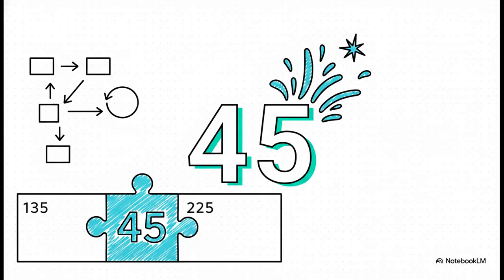And this brilliantly illustrates the magic of the algorithm. The very moment that remainder hits zero, you immediately look at your last divisor. In this case, 45. That is your winner. 45 is the highest common factor of 135 and 225. It's the largest puzzle piece that fits perfectly into both of the numbers.